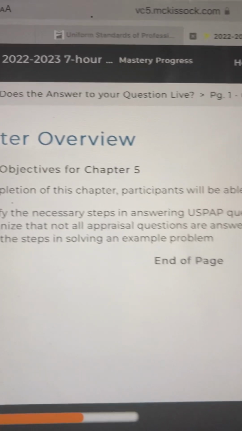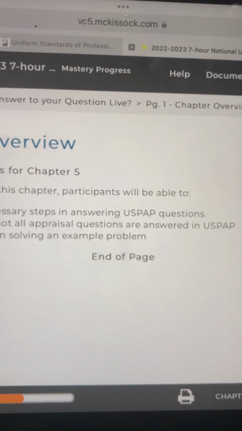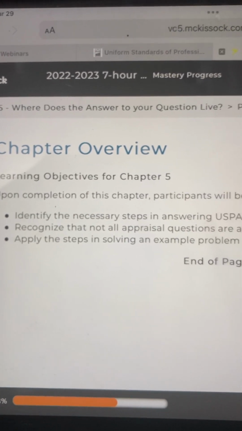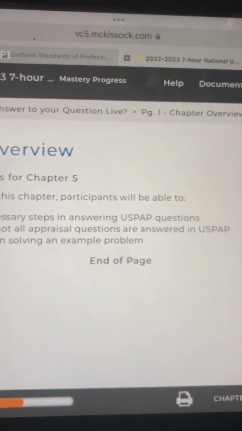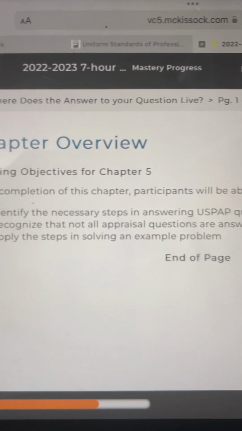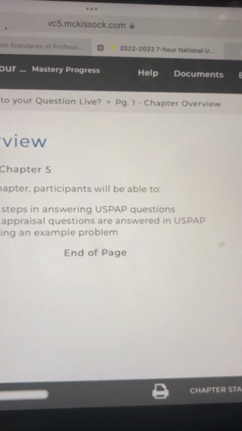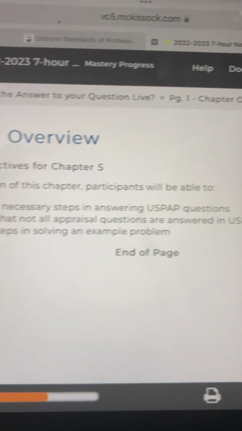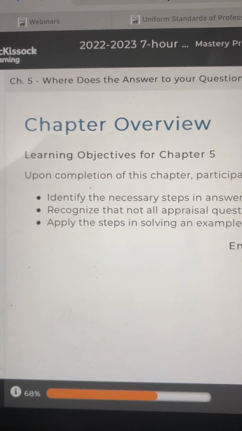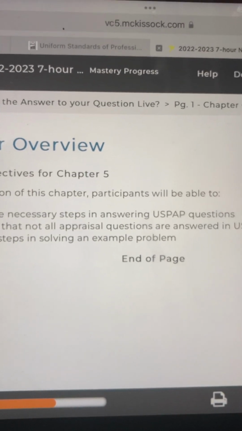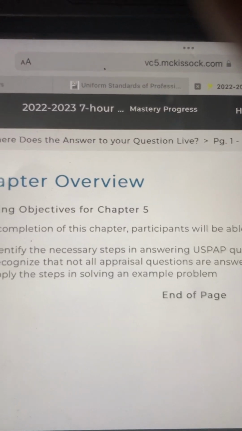Upon completion of this chapter, participants will be able to identify the necessary steps in answering USPAP questions, recognize that not all appraisal questions are answered in USPAP, and apply the steps in solving an example problem. End of page.